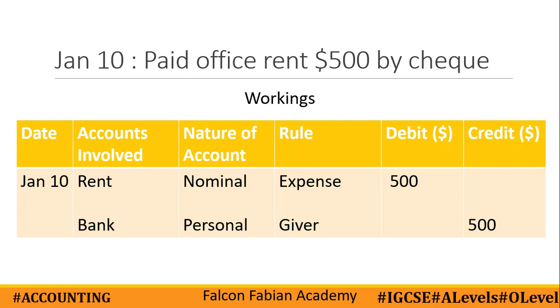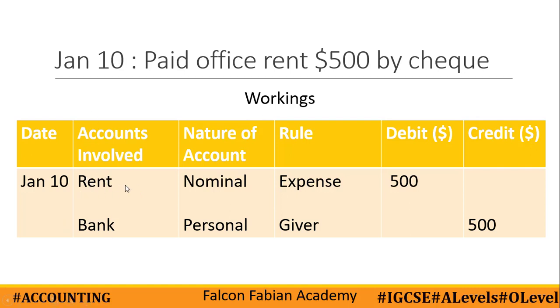Now this table is in line with the steps that I have already shown you earlier in this video. This has 6 columns: date, accounts involved, nature of the account, the rule, debit column and credit column. So in date we'll write January 10, and what are the 2 accounts involved over here? So the business is paying rent. So the first account is rent, and how is this rent being paid? This rent is paid by check. So the second account is bank. So the 2 accounts involved over here are rent and bank.